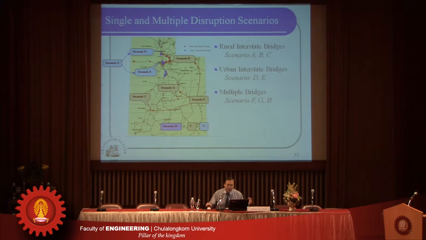Okay, and then basically we ran a bunch of scenarios, and we divided them into rural interstate bridges and urban interstate bridges. These are single bridge scenarios. So what happens if one bridge fails, either in the rural area or in the urban area? How does it affect the whole state? Then we also ran a case with multiple bridge failures simultaneously, because when there's an earthquake, more than one bridge may fail at one time, and you can see the impact of multiple bridge failures.